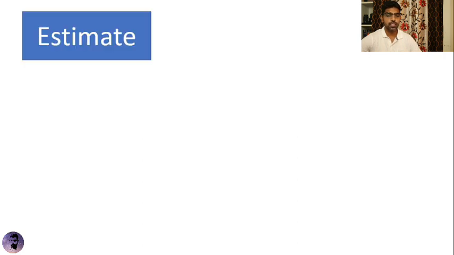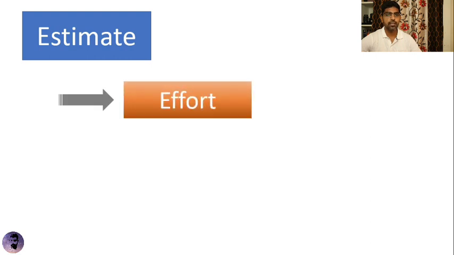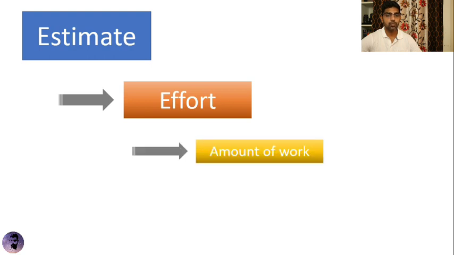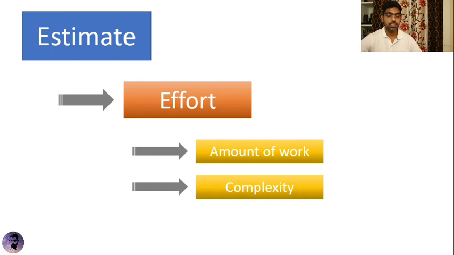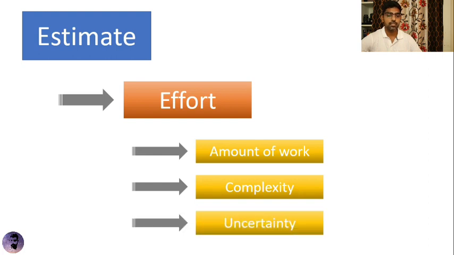Let's first talk about estimate. Estimate is simply an effort required to complete a particular task. So it has three important components that we have to keep in mind. That is, what is the amount of work that has to be done to derive this particular effort? What is the complexity of the work? And what are the uncertainties that are involved in carrying out this particular work? So if you know these three things, it is very easy to derive an effort for a particular task.